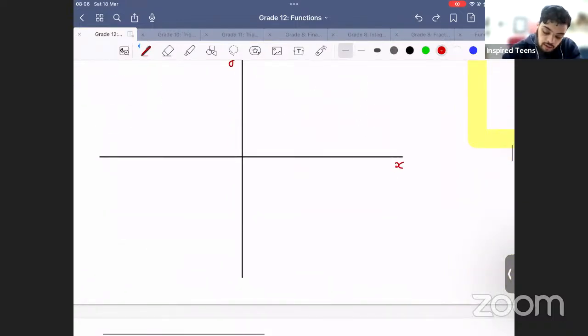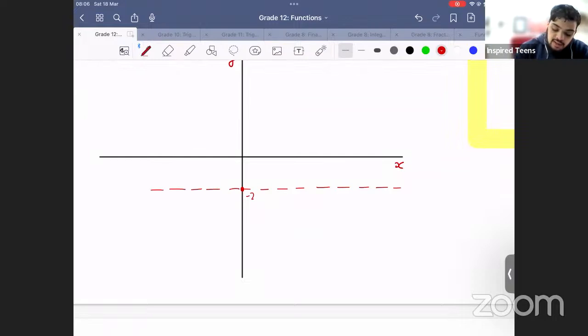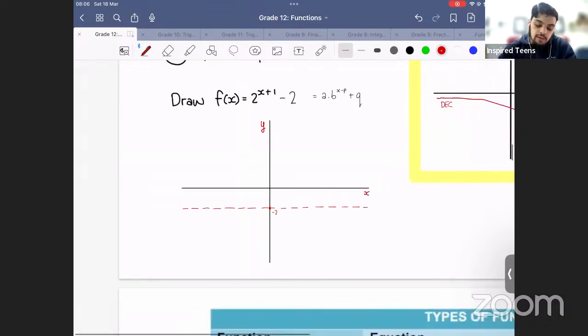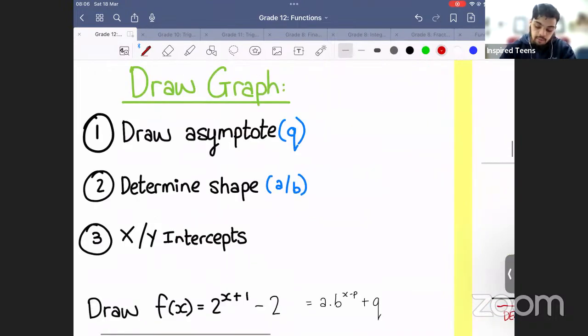So somewhere along here, where x is -2, we have a horizontal asymptote. Remember, an asymptote line is that part of a function for which it's undefined, the part of the function for which it doesn't touch. Now we need to determine number 2, which is the shape.